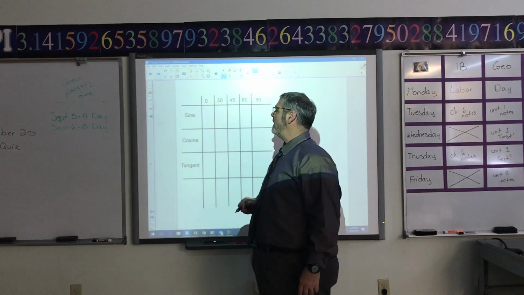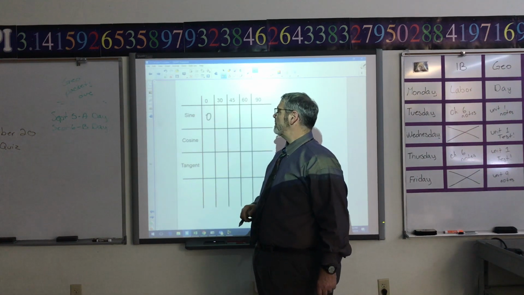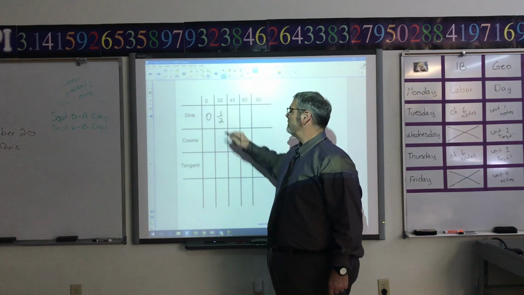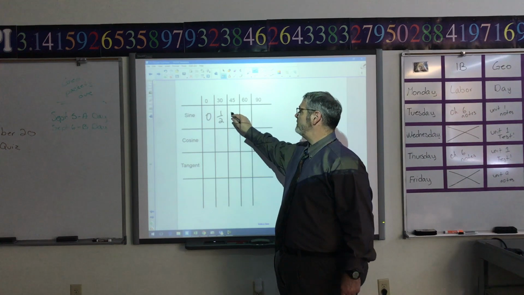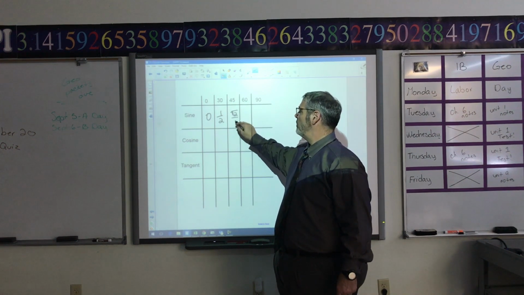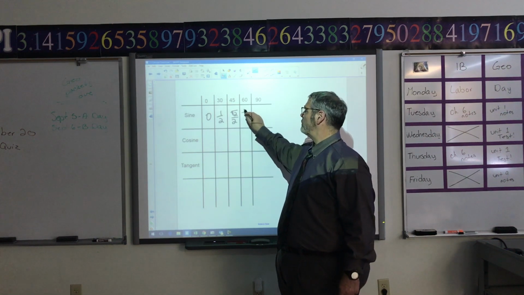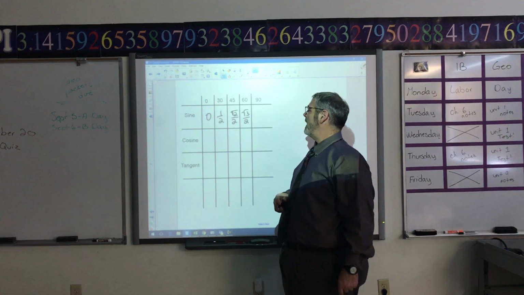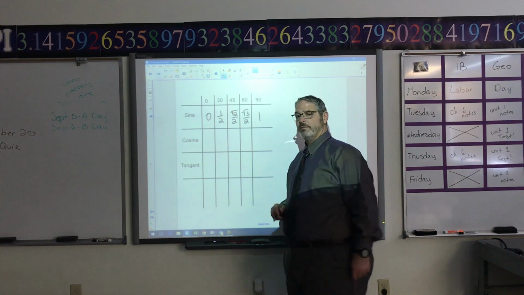The sine of 0 is 0. The sine of 30 is 1/2. The sine of 45 degrees is square root of 2 over 2. The sine of 60 is square root of 3 over 2. And the sine of 90 degrees is 1.